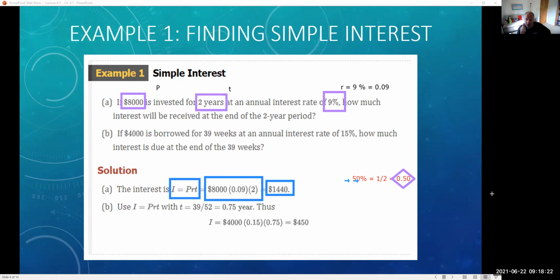You have to make sure you're answering the question, because if the question said something like, what would the amount be at the end of the term, you might want to add it to 8,000 and so on. So just make sure you're answering the question very carefully, okay? Let's look at part B now.